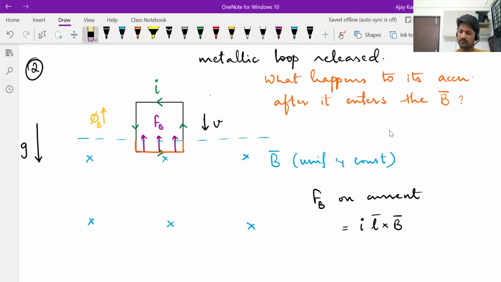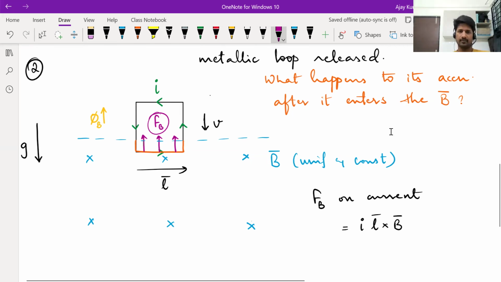In this case, based on the flow of current, the L vector is to the right. The magnetic field given in the problem is into the screen. So L cross B will be in the upward direction. The magnetic force on that part of the wire will be in the upward direction. So the loop will not enter into the magnetic field with an acceleration equal to g. It will enter with an acceleration less than g.